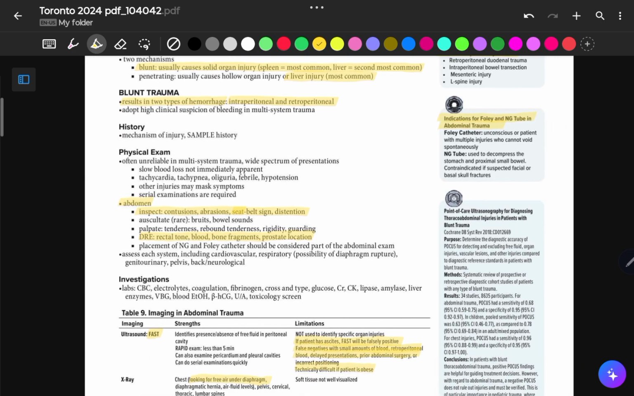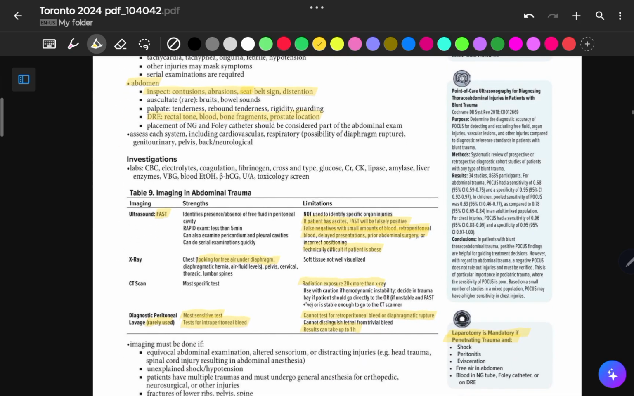For the abdomen, you need to inspect for contusions, abrasions, any seatbelt sign, any distension. You want to do your DRE, checking the rectal tone, blood, bone fragments, and prostate location. Okay, insert your Foley catheter or NG tube if appropriate. You want to do your investigations: lab results, toxicology, beta hCG, ECG, everything. Then imaging of the abdomen.